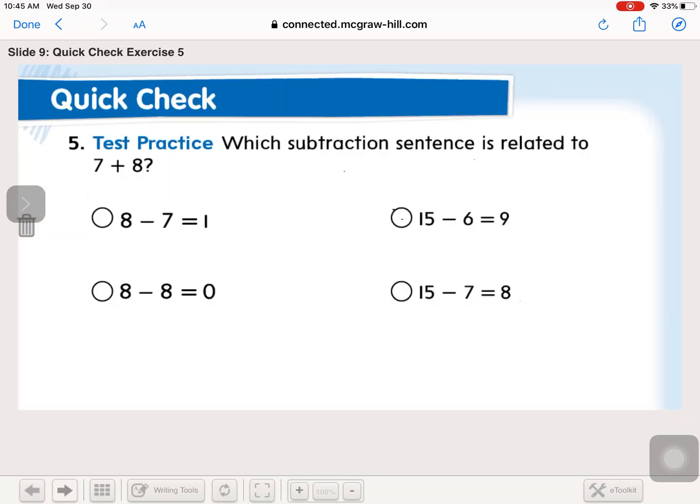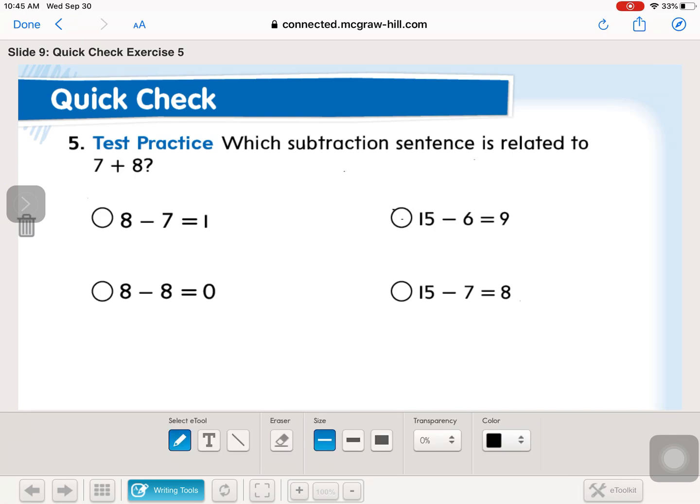Okay, and then we have a test practice question. It says, which subtraction sentence is related to 7 plus 8? That related makes me think fact family, right? Because related means it's a family. So if we're looking, we know that 7 plus 8, we can use our strategy of doubles plus 1, or near doubles. So 7 plus 7 equals 14, plus 1 more equals 15. For my subtraction sentence, if it's related, I have to have 7, 8, and 15 in that subtraction sentence.